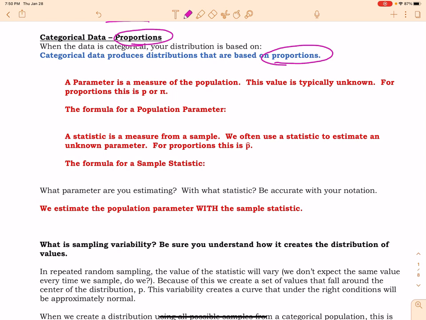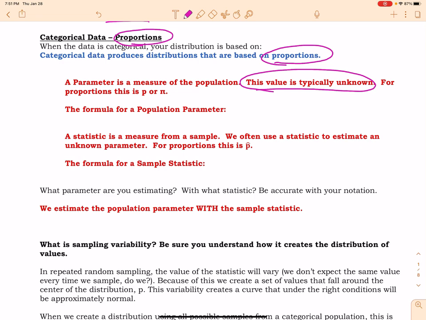So let's talk about the population parameter. Typically, this value is unknown. And why? Let's think about this. Let's say we're interested in the number of high school seniors who have a driver's license, which of course is going to be most of them, but not all of them. So if the population is all high school seniors, let's say within the state of Texas, well, that's a lot of people.